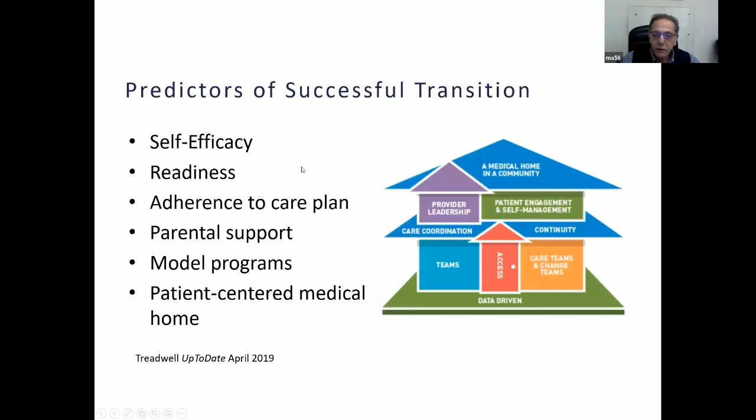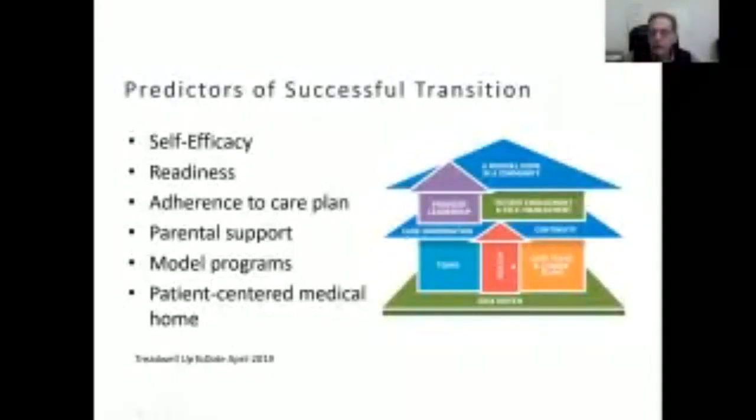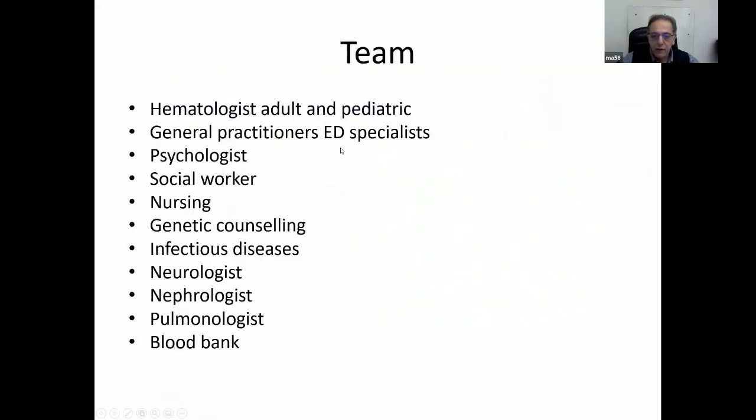And the predictors for successful transition are self-efficacy, readiness, adherence to a plan, model programs, and patient-centered medical home. So there needs to be a medical home in a community. There needs to be provided leadership. There needs to be a care coordination team, continuity of care, patient engagement and self-management, and teams that are associated with access to care and really foster this transition process.